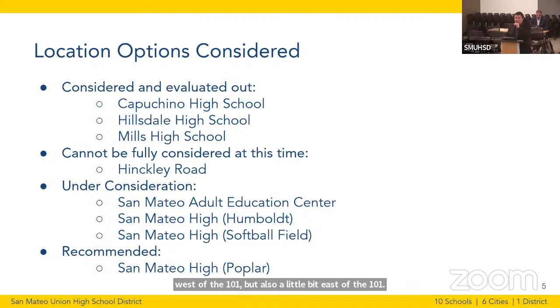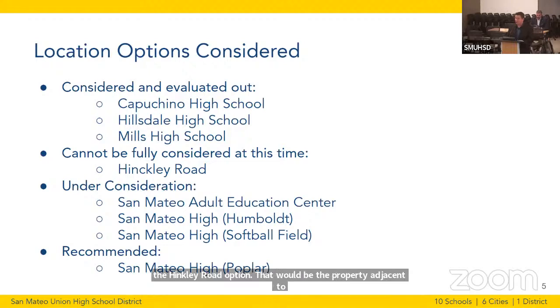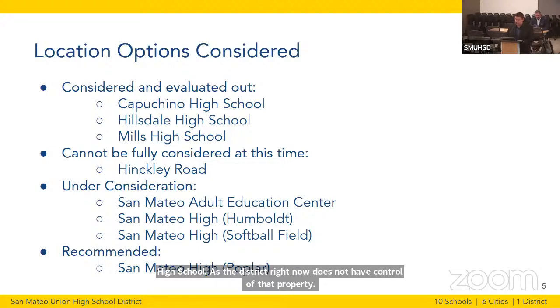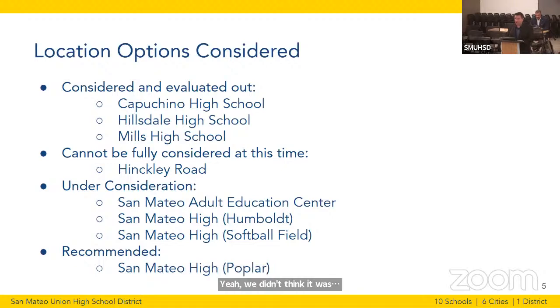We formally looked at 8 options, and then we will show the board 7 of those options tonight. The one that we won't show you is the Hinckley Road option. That would be the property adjacent to Peninsula High School. As the district right now does not have control of that property, we didn't think it was appropriate to bring that. But as we move forward, if the board doesn't like the recommended option, we could come back and look at that as an option.